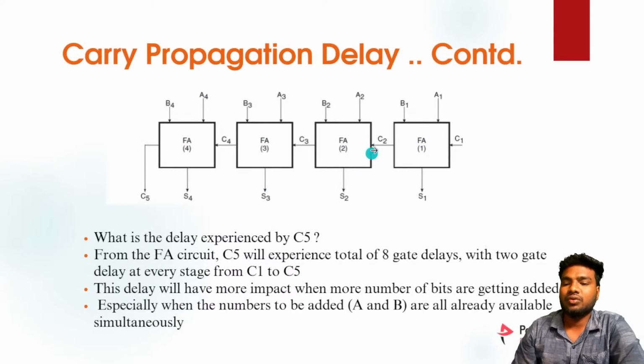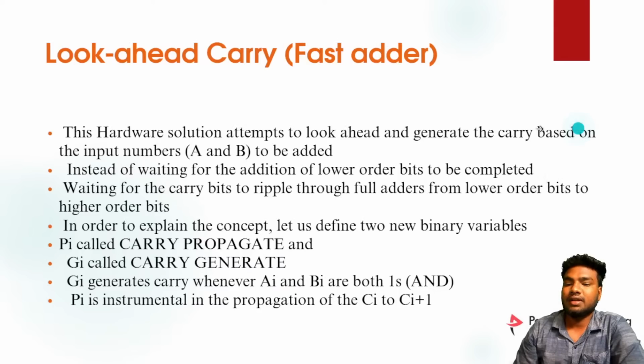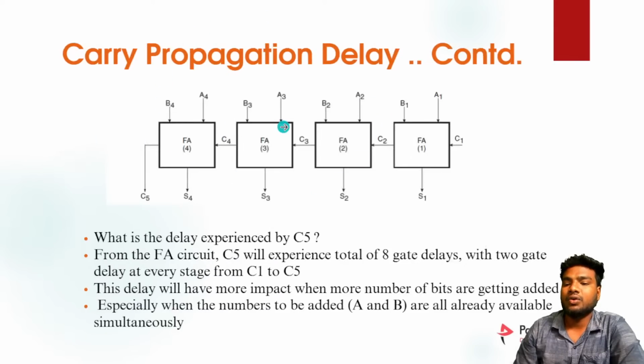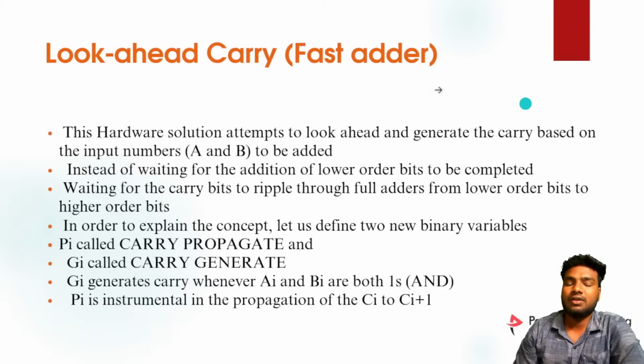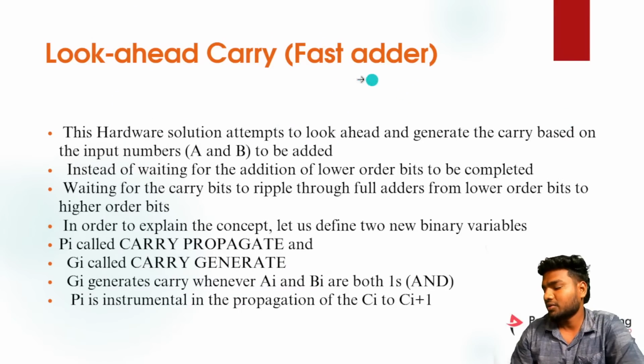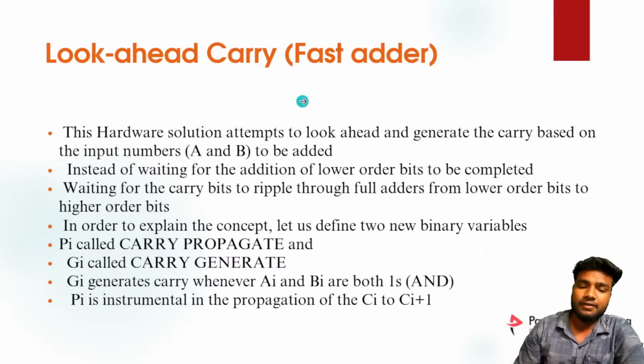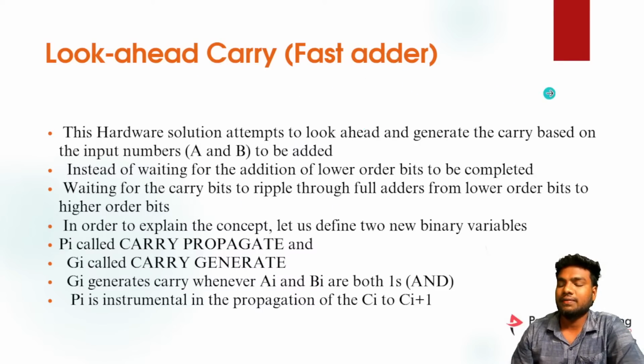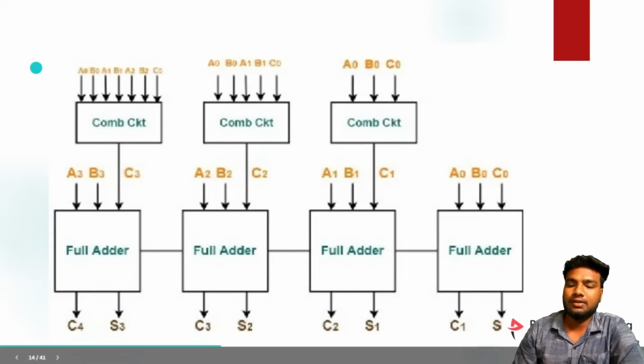If you want the second bit, you must wait for the first bit's full adder operation, and then if you want the third bit result, you must wait for the previous 2 full adders to complete. So there is a delay in the ripple carry adder. To rectify this, we have the look ahead carry adder, which we can also call a fast adder.